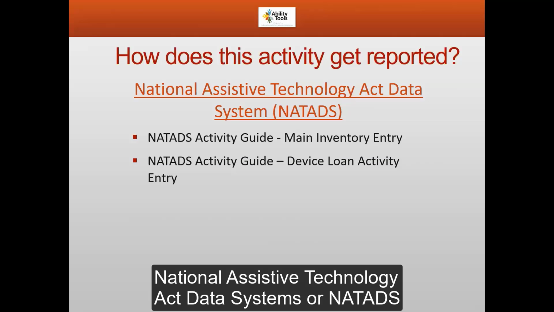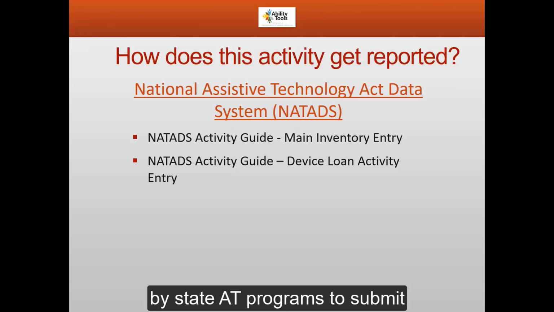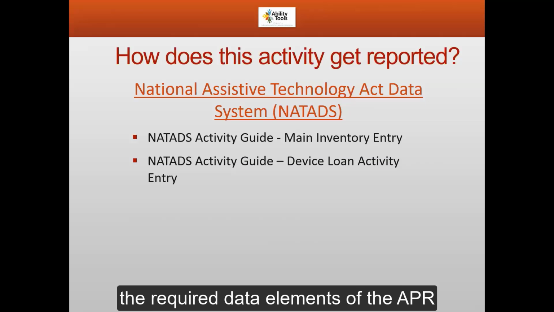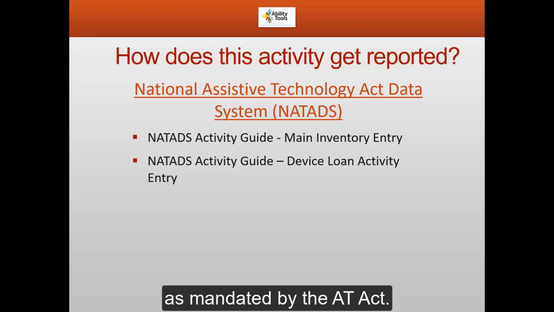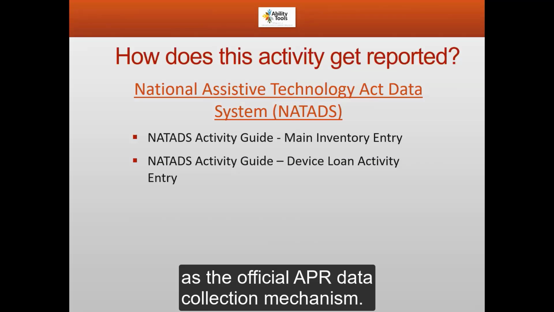National Assistive Technology Act Data Systems, or NATADS, is the web-based aggregate data reporting system used by state AT programs to submit the required data elements of the APR as mandated by the AT Act. NATADS' primary purpose is to serve as the official APR data collection mechanism.